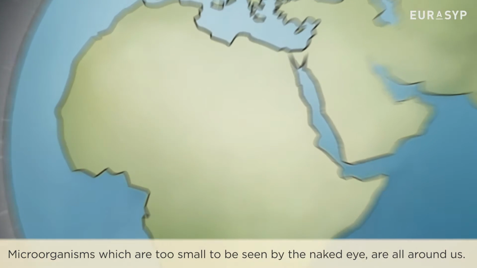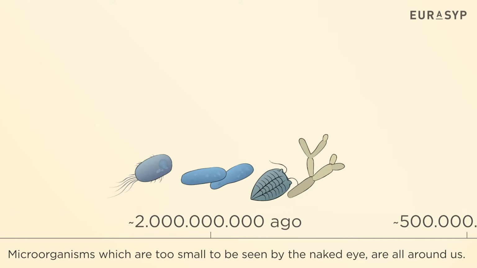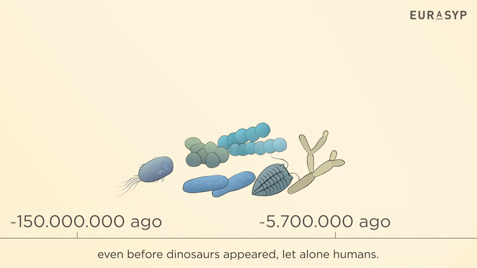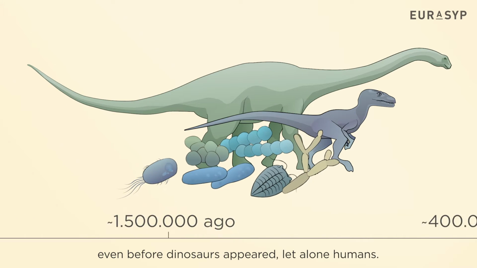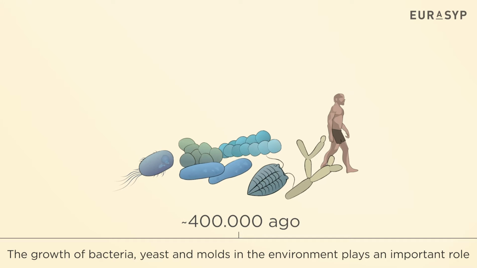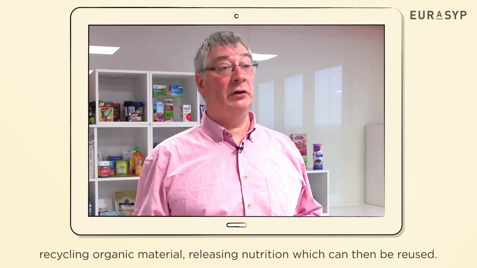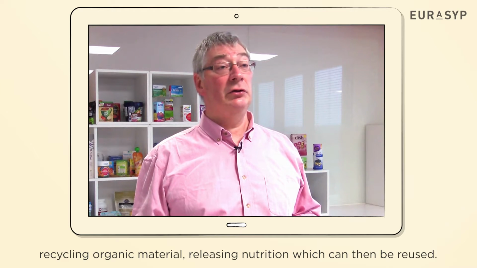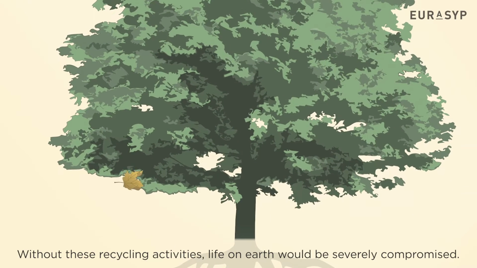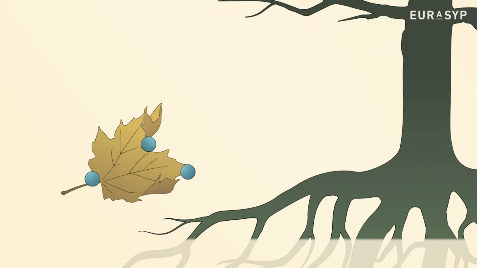Microorganisms which are too small to be seen by the naked eye are actually all around us. They've been in existence for many millions of years, even before dinosaurs appeared, let alone humans. The growth of bacteria, yeasts and molds in the environment plays an important role in recycling organic material, releasing nutrients which can be then reused. Without these recycling activities, life on Earth would be severely compromised.